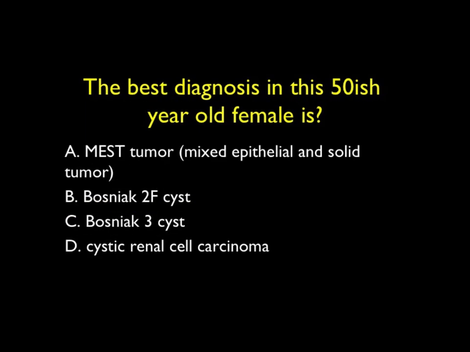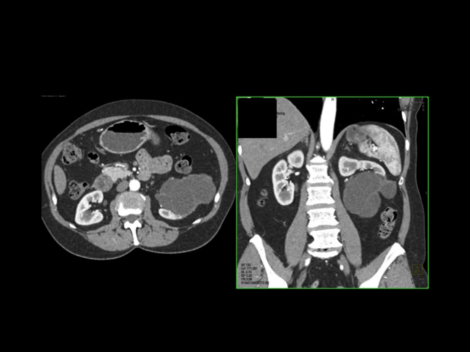This is an interesting case. 50-ish-year-old female with a cystic left renal mass. When you look carefully, you say, is this just a simple cyst? But no, there are multiple septations. It deforms and involves the lower half of the kidney. It's not your typical Bosniak 2, 3, or 4 lesion. It doesn't really look like a cystic renal cell because there's no nodularity.